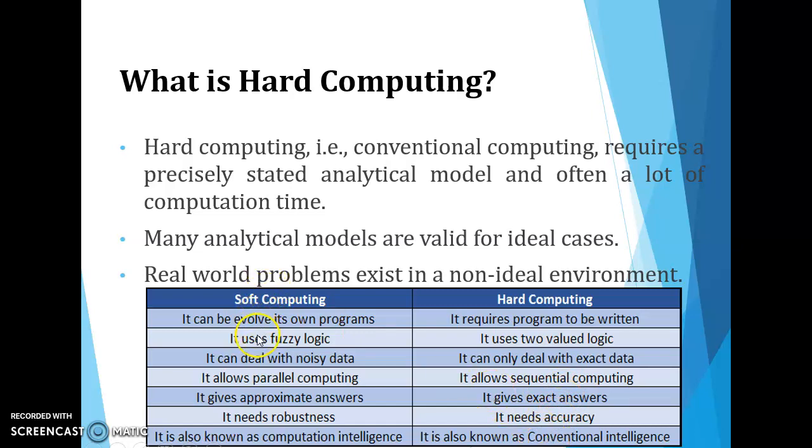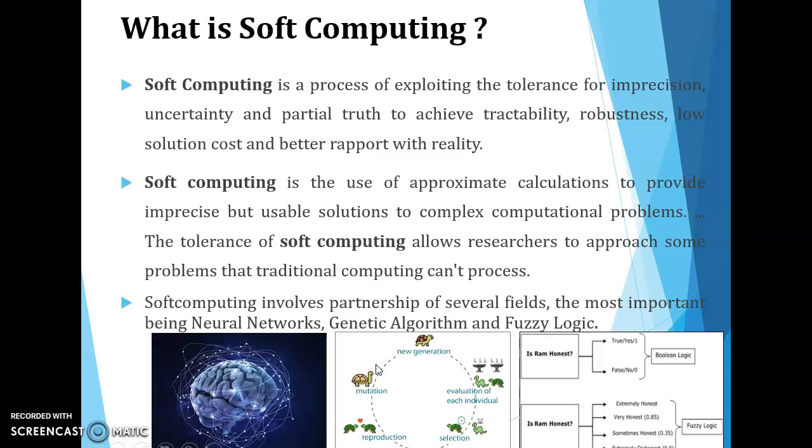What is soft computing? It can evolve its own program, it uses fuzzy logic, it can deal with noisy data also, it allows parallel computing, it can give an approximate answer, it needs robustness, and it is also known as computational intelligence. Then what is soft computing? It is a process of exploiting the tolerance for imprecision, uncertainty and partial truth to achieve tractability, robustness, low solution cost and better rapport with reality. Soft computing is the use of approximate calculation to provide imprecise but usable solutions to complex computational problems.